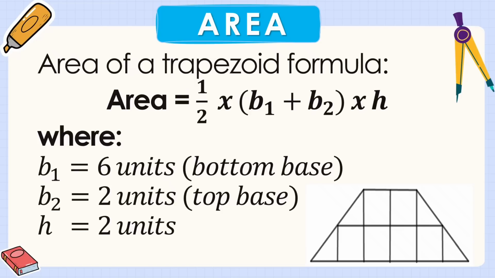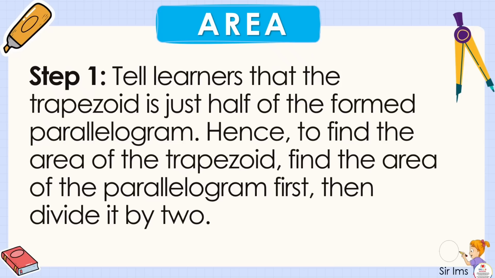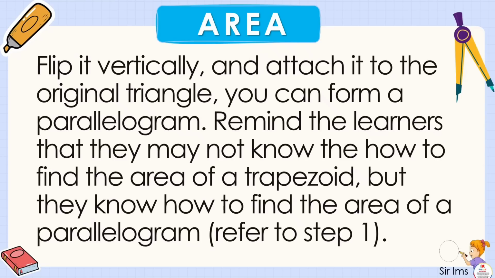Okay, so for step 1, a trapezoid is just half of a parallelogram. Hence, to find the area of the trapezoid, find the area of the parallelogram first and then divide it by 2. So that's how we're going to get the area of a trapezoid. Flip it vertically and attach it to the original, and you can form a parallelogram. So you may not know how to find the area of a trapezoid, but you know how to find the area of a parallelogram, as what we had a while ago.